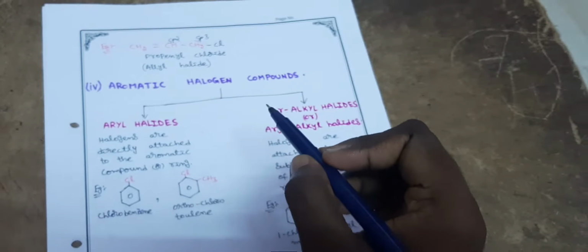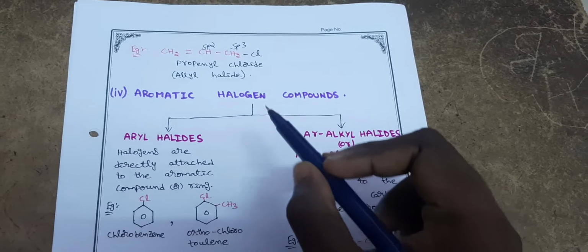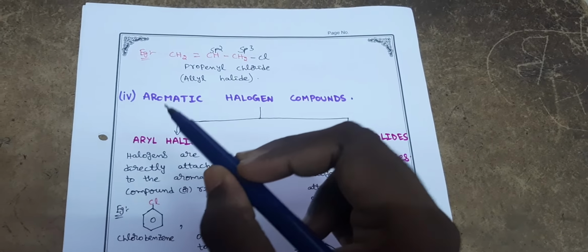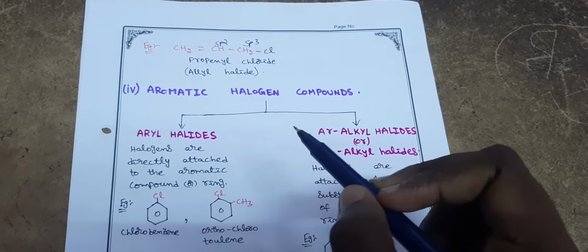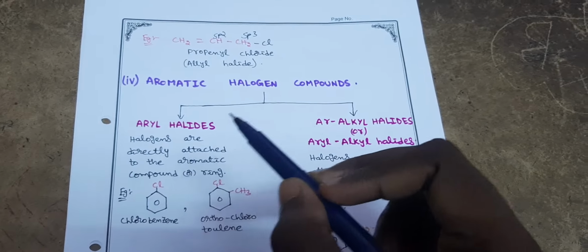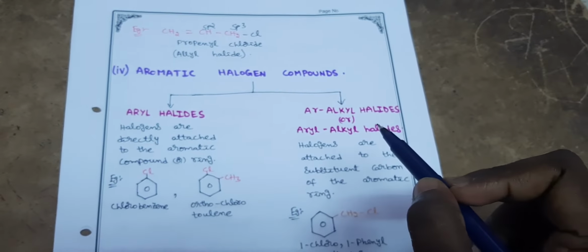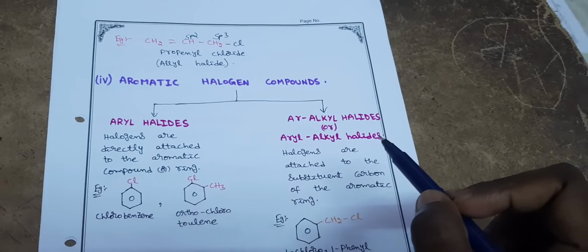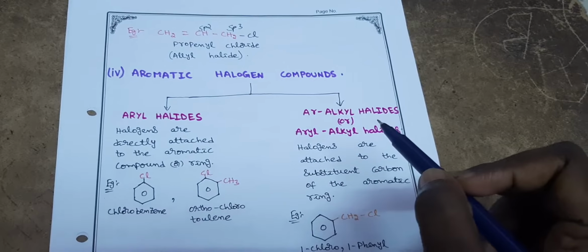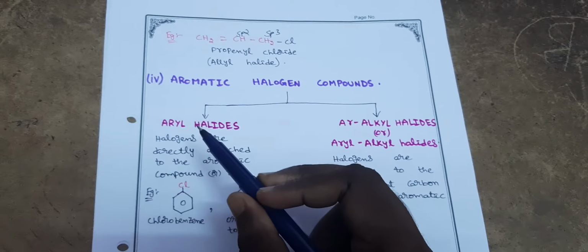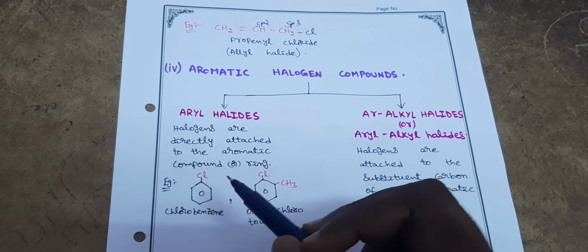Next, aromatic halogen compounds. What are aromatic halogen compounds? Aromatic means cyclic ring structures. Halogen compounds means the compounds in which the halogens are present. First, these aromatic halogen compounds are differentiated into aryl halides and aralkyl halides or aryl alkyl halides. You can pronounce it in any way. Generally, aralkyl halides is preferable.